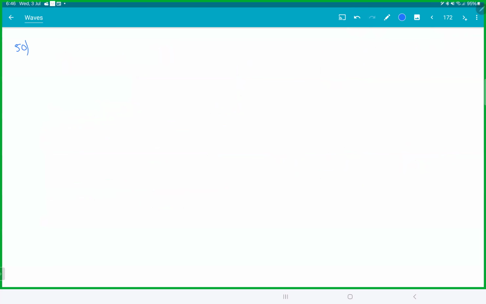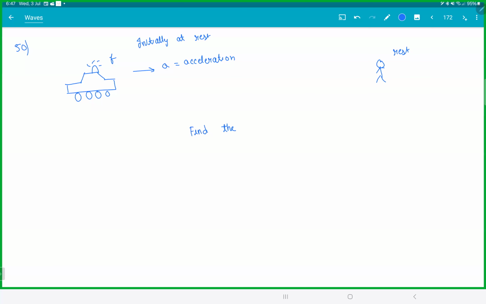Then let's see one more. Let's say we have a car with a siren of frequency F accelerating with A, initially at rest. Constant acceleration. Now, this is difficult to solve normally, but we will make it a simpler version of this question. The observer is at rest. So find the frequency. The siren is on, and the car started, both at the same time.